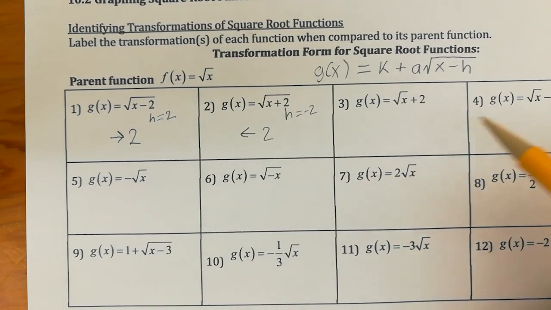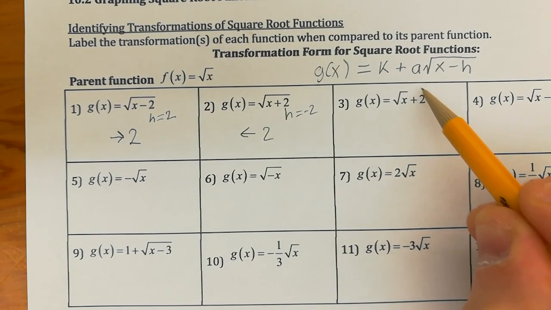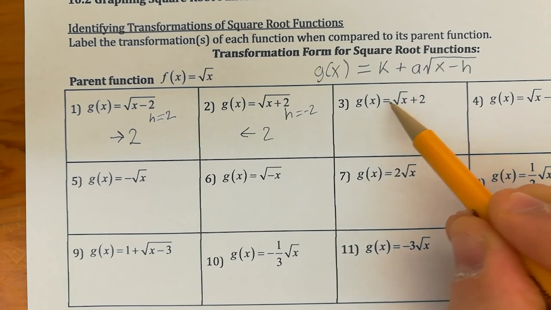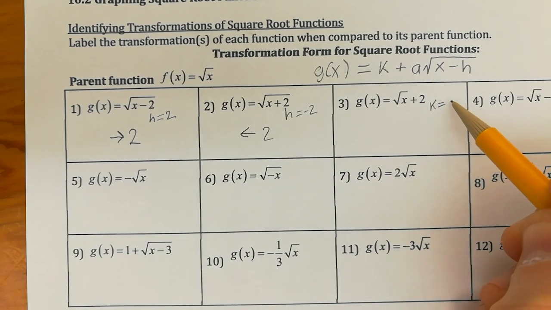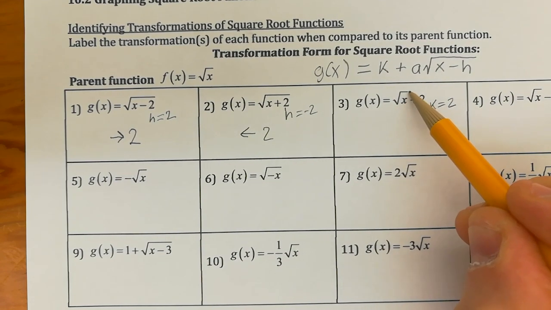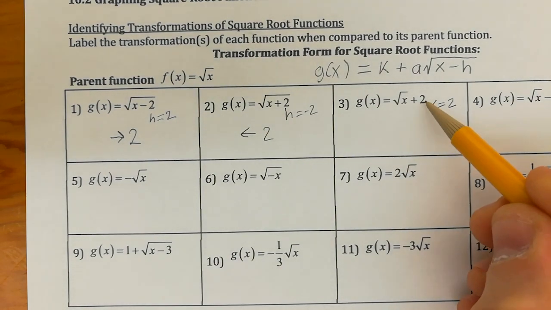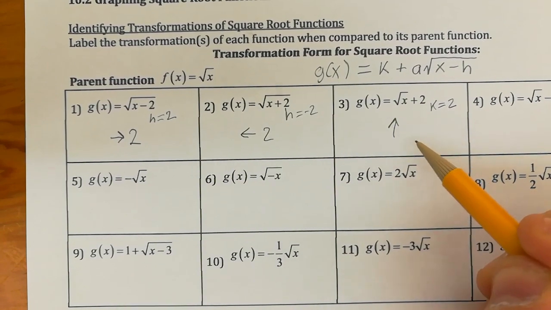Now you've got to be really careful here. This one, we have it written out not quite in this order. Sometimes we do see k over here, sometimes we see it before the square root. This is actually k. Now why is this not h? Well, because it's outside of the square root. See, the square root ends right there. So if it's outside the square root, it's being added or subtracted, that's going to be k. So this is actually a shift up by 2.